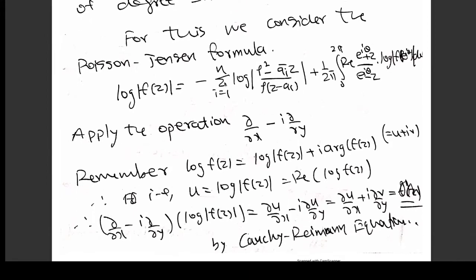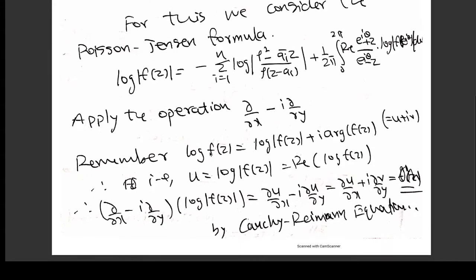For this we consider the Poisson-Jensen formula. Let me recall that log|f(z)| equals this. And we apply the operator del by del x minus i into del by del y on both sides. Remember, log f(z) is log|f(z)| plus i into arg f(z). So this is the real part of log f(z). So you write it as u plus iv. So if you have u plus iv for anything, del by del x minus i del by del y of this u, that's what we are computing.